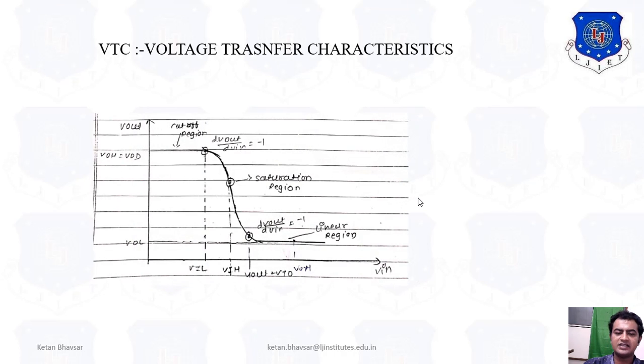Now in the VTC we have VOL, VIL, VIH and VOH. In the cutoff region, you can see that you directly get the high value. It starts moving, and when dVout by dVin is equal to -1, that point is VIL. Similarly it is in the saturation region, and in terms of Vout plus VTO it is in the linear region. So again we have the slope of the VTC, dVout upon dVin, equal to -1.